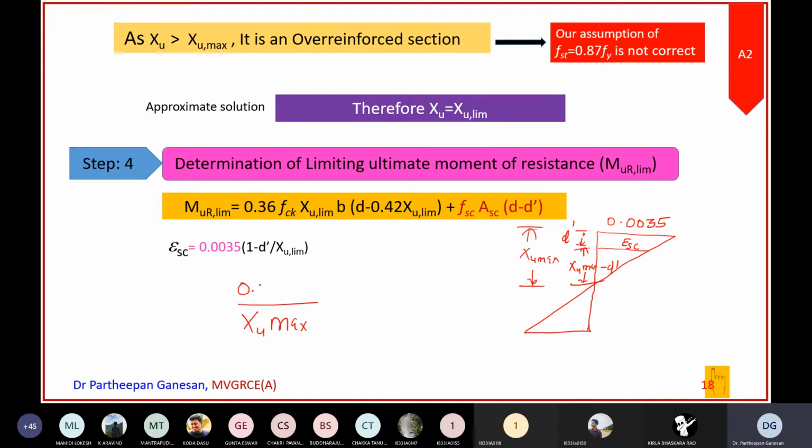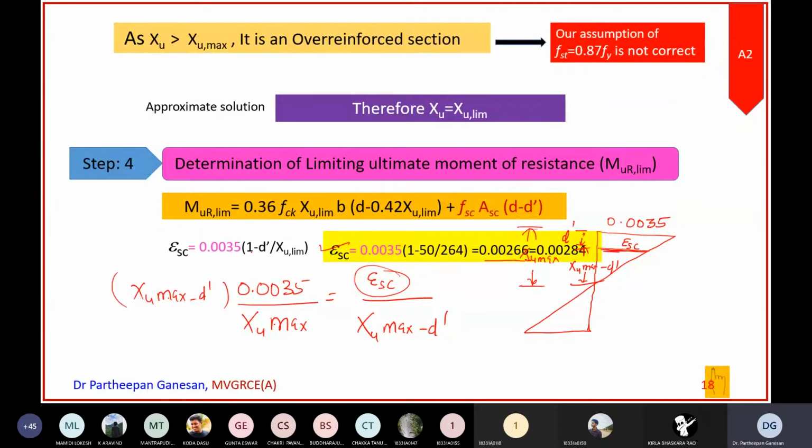So for Xu max, you have 0.0035 strain. Now you want to find out what this strain is. So epsilon sc will be 0.0035 times (Xu max minus d dash) by Xu max, which is 0.0035 times (1 minus d dash by Xu max). So you find out this value, and what we have found out here is 0.00266. If you do the calculation, you are getting 0.00266.